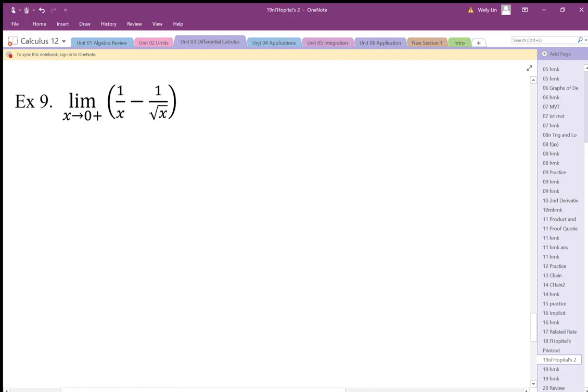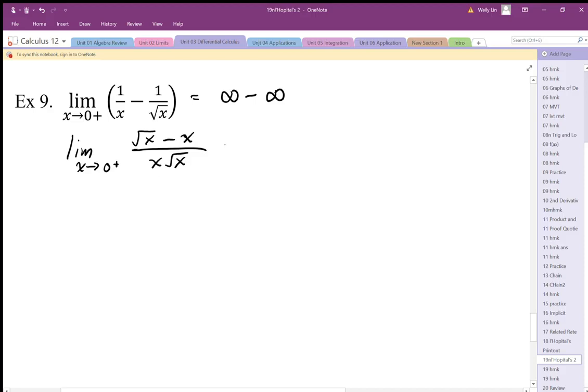I think this is the last one here. So this one is the limit as x goes to 0 from the positive side. When I work this out, it's going to be infinity minus infinity. So we need to put this into a ratio form. When we have this subtraction, we want to put it into a common denominator ratio. So we end up with square root x minus x in the numerator, and x root x in the denominator. I'm going to rewrite that as x to the power 3 over 2 because it'll be much easier to differentiate.